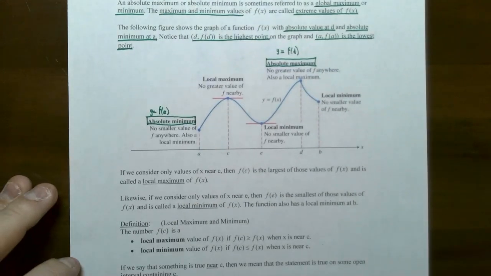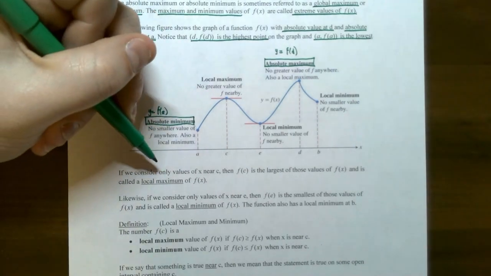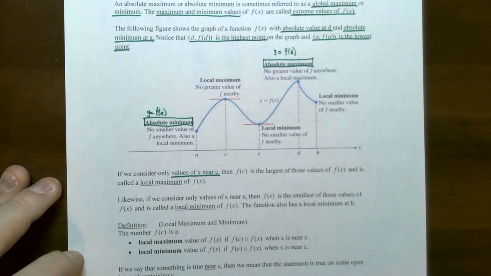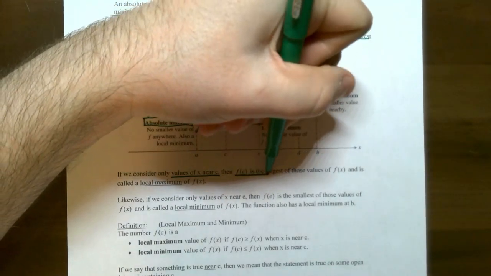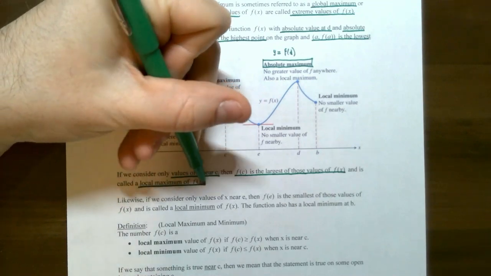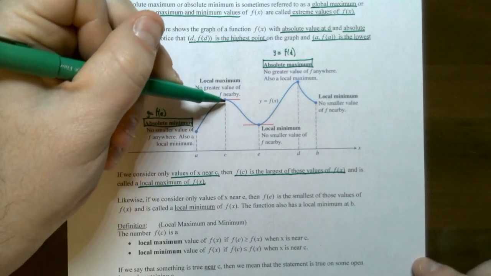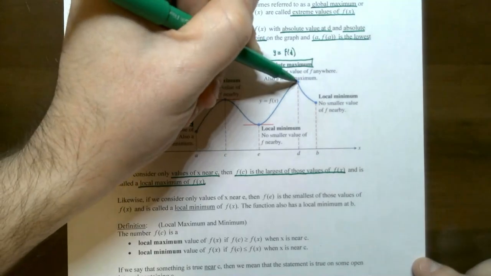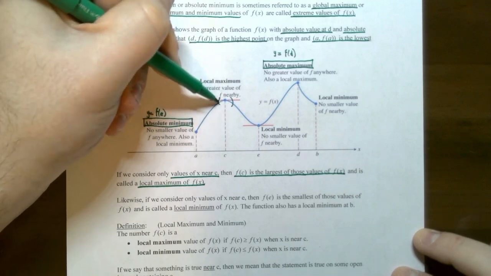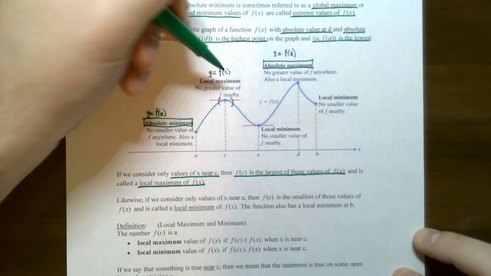On the other hand, there's also what's called a local max and a local min. If you only consider x values that are near a real number c, x equals c, f of c is the largest of those y values, and it's called the local max of f of x. So in terms of the graph, notice that x equals c is not the absolute maximum because it's not the highest point on the entire domain, but it is the highest y value considering all the y values close to it. So it's called a local max, and it's still a y value. f of c is the local max.